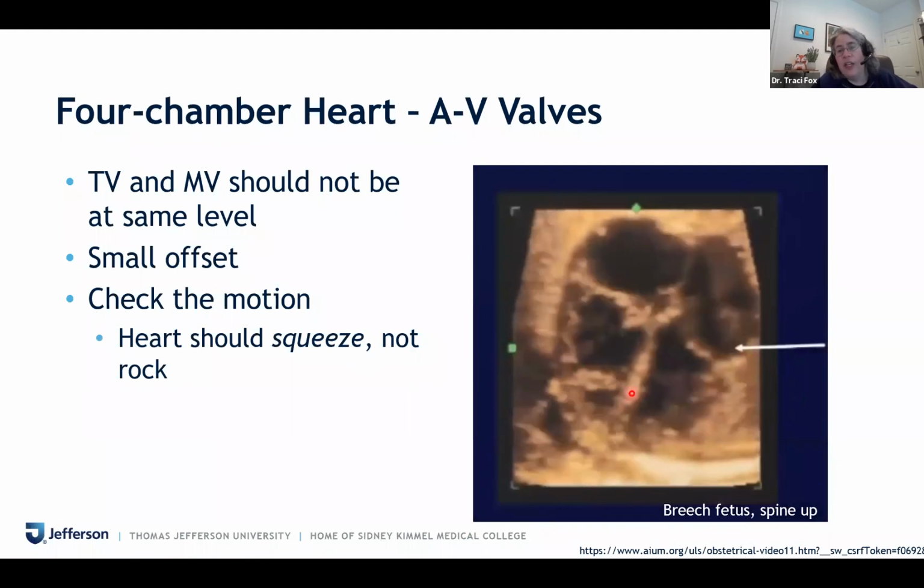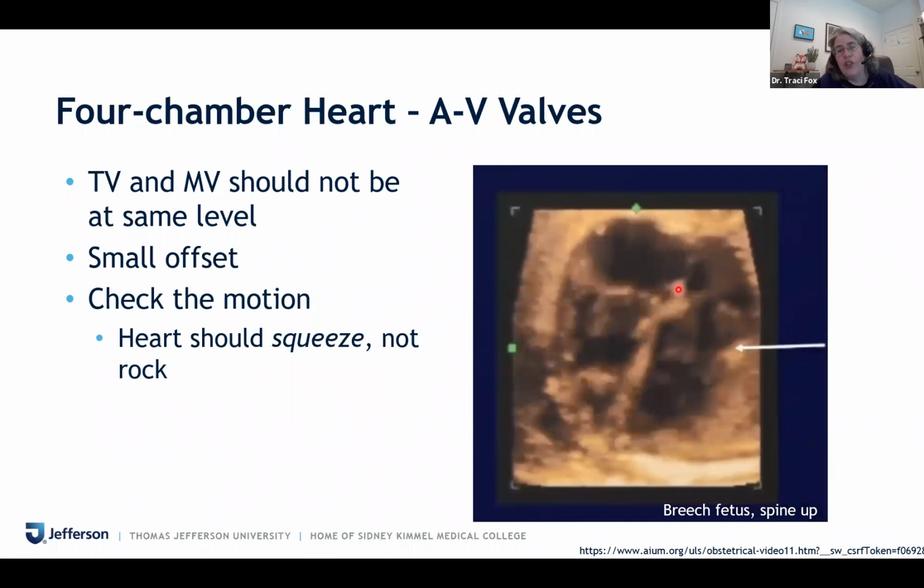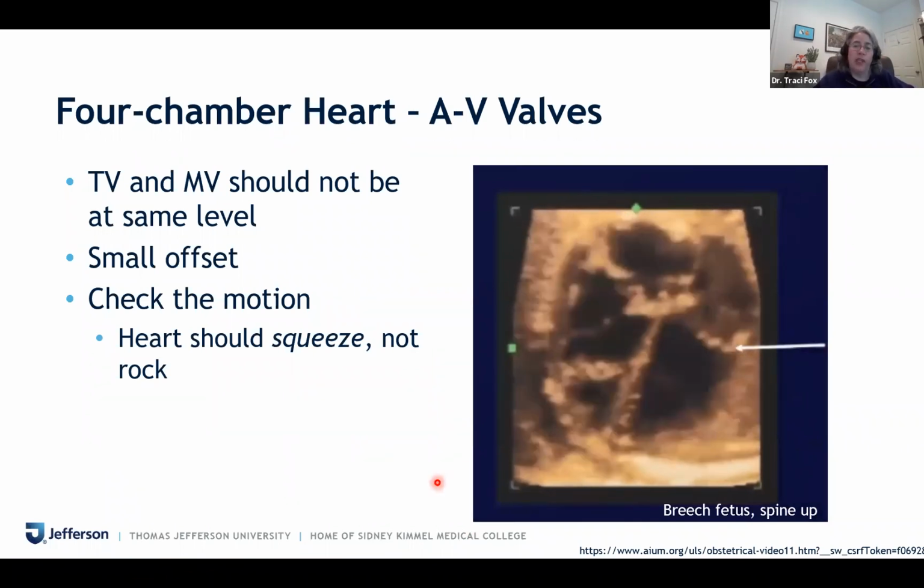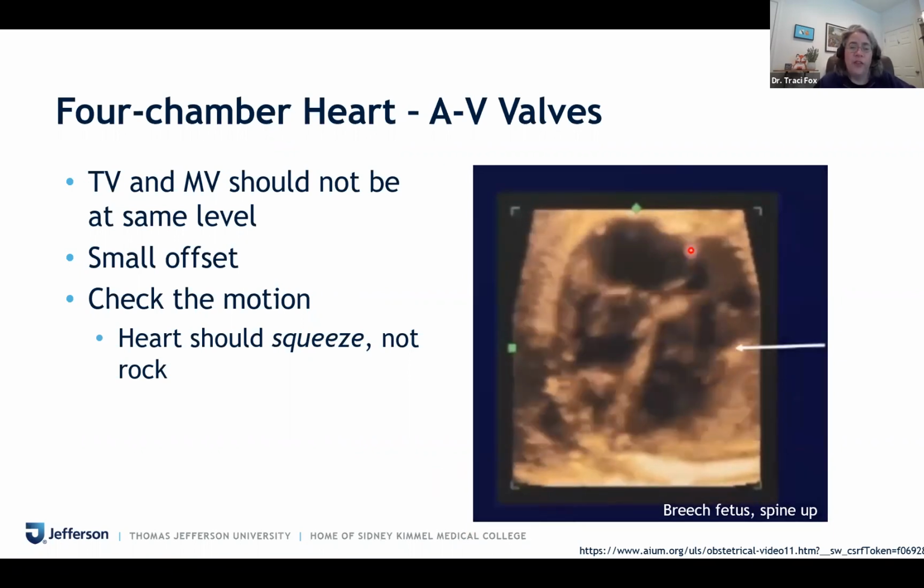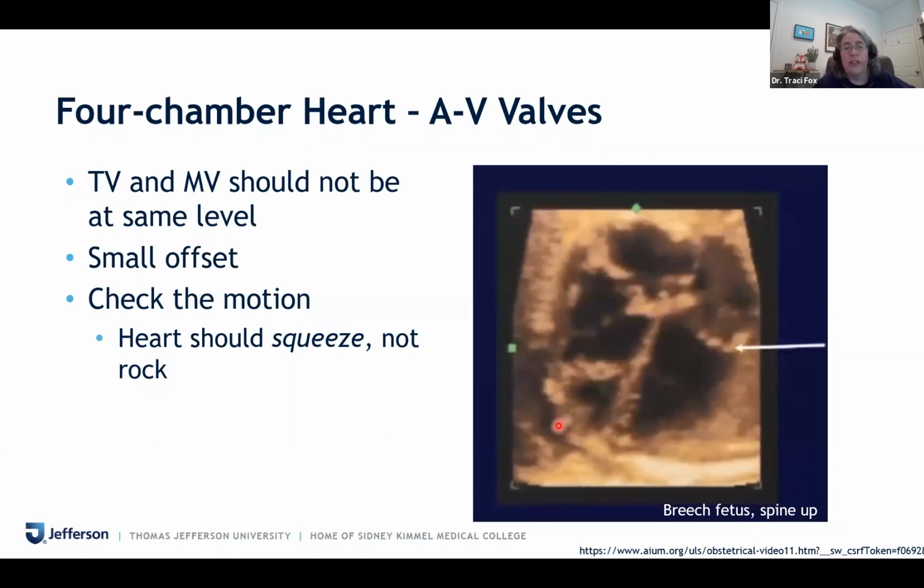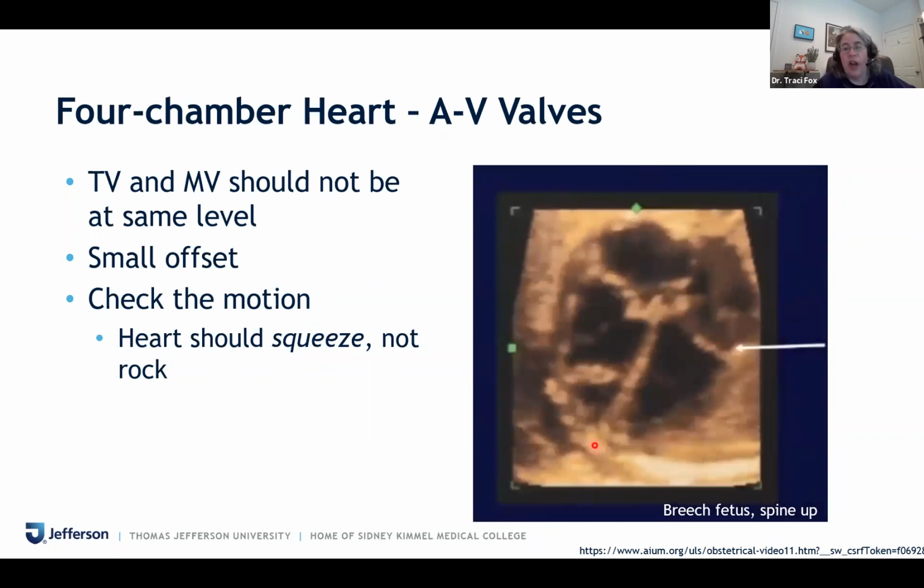Okay. So again, just another video showing the motion of the valves, the location of the cusp insertion. Look at the moderator band. This is a fetus that's breech spine up. This is another position when the baby is face down and breech that you can see the heart pretty well, at least the 4-chamber heart. Some of the other views may be a little more challenging. And again, we're looking at the squeezing motion and not, the heart is not rocking, it is squeezing.